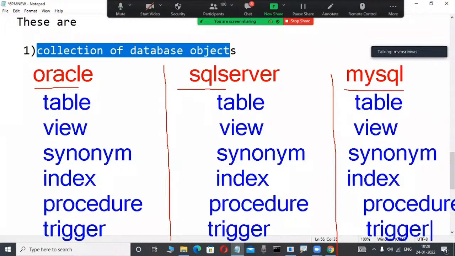But what is the first component? A collection of objects. Objects means here tables, views, procedures, functions, triggers, packages, so many things are there. But unfortunately, if you are a first-time newcomer, you should know the purpose of each. What is the purpose of a view? What is the purpose of a synonym? What is the purpose of an index? What is the purpose of a procedure? What is the purpose of a trigger?